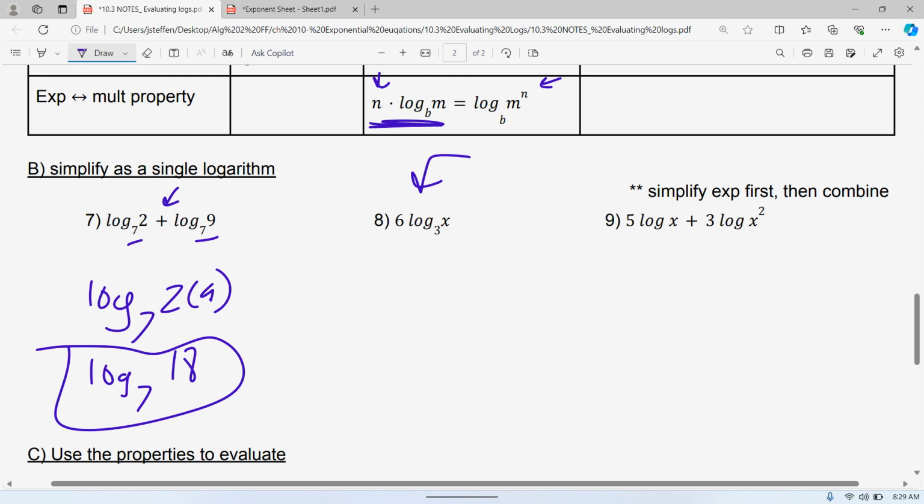Base 3 of x. Again, we have a number up front that's multiplied, so you take that number up front and put it up as an exponent. So it's actually log base 3 of x to the 6th.